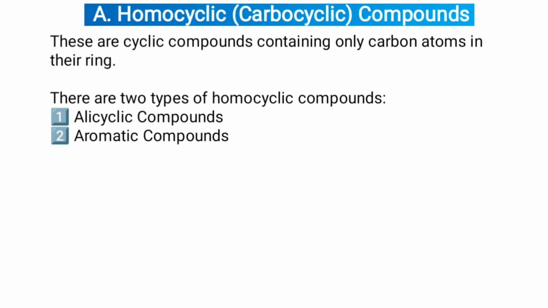Now the first one, homocyclic or carbocyclic compounds. These are cyclic compounds containing only carbon atoms in their ring. There are two types of homocyclic compounds. First one, alicyclic compounds. Second one, aromatic compounds.